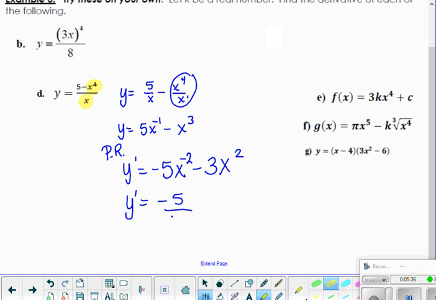And final step is to make it pretty. Negative 5 over x squared minus 3x squared. And I'm not going to have you write this as a common denominator and bring it all together as 1. This will be satisfactory.